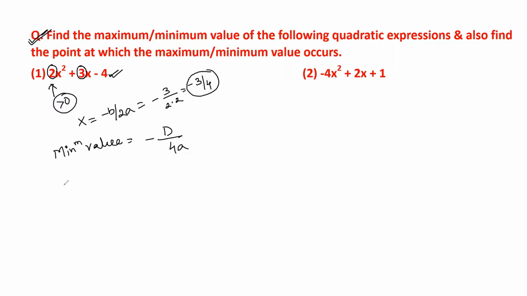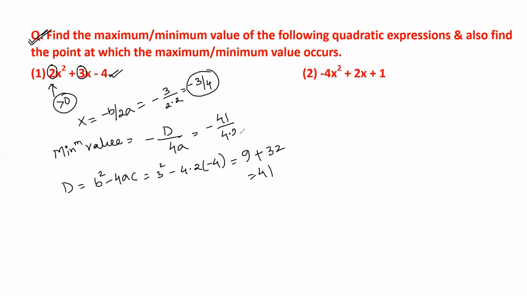So here the discriminant value would be simply b square minus 4ac. So that would be 3 square minus 4 into 2 into minus 4, as the constant value c would be minus 4. So if we simplify this, this would be 9 plus 32, so that would be 41. So the minimum value would be simply minus 41 upon 4 into 2, so that would be minus 41 by 8. So the minima point is minus 3 by 4 and the minimum value is minus 41 by 8.